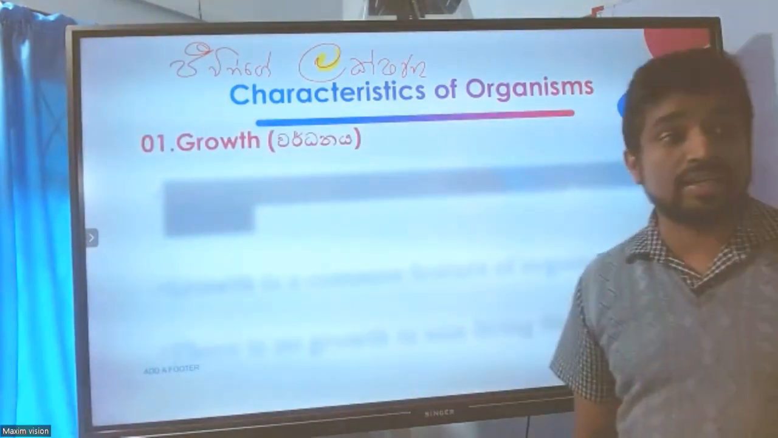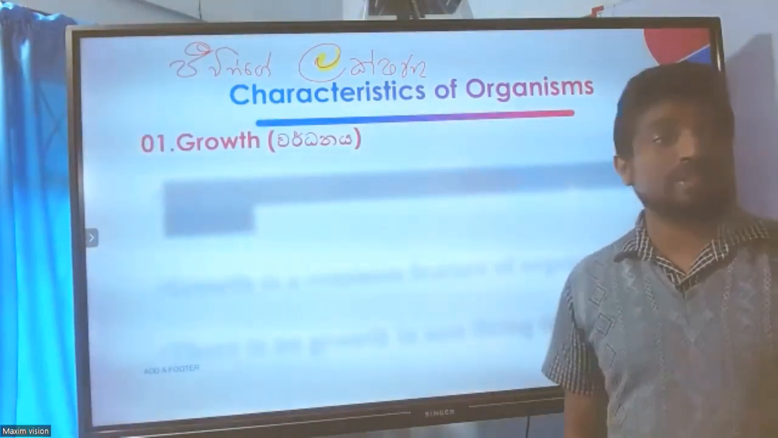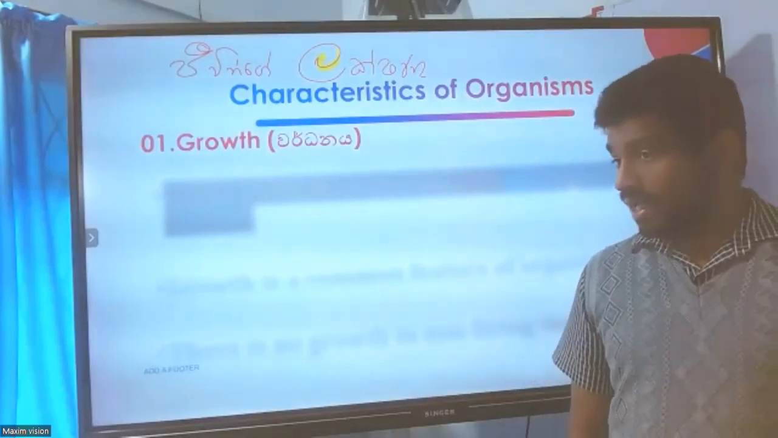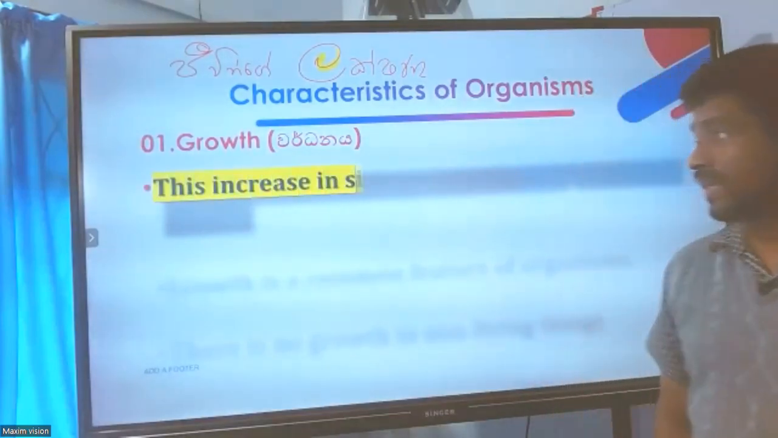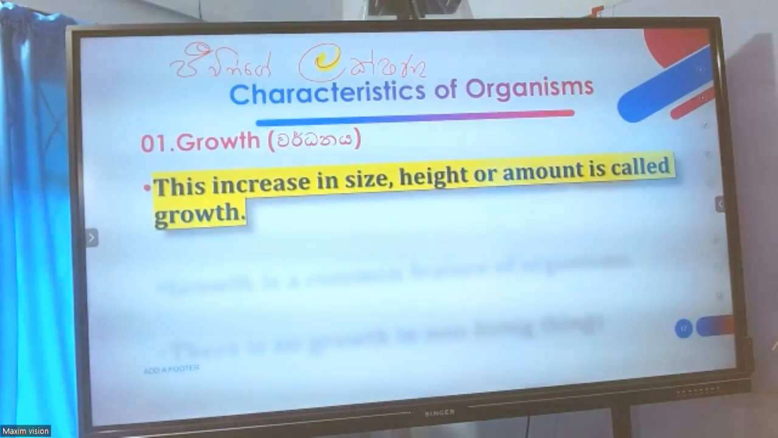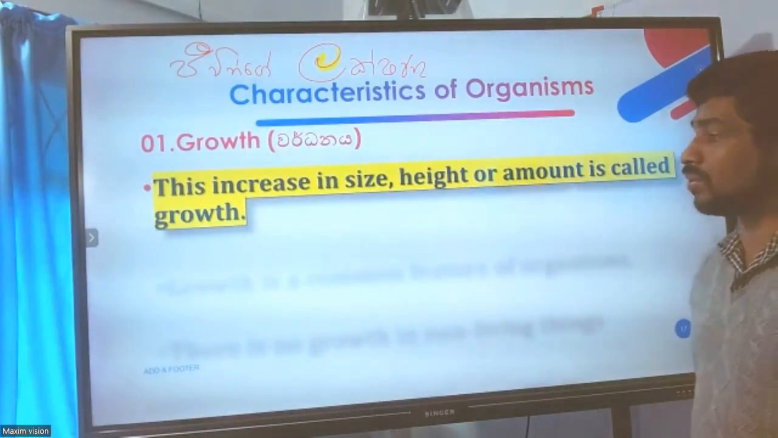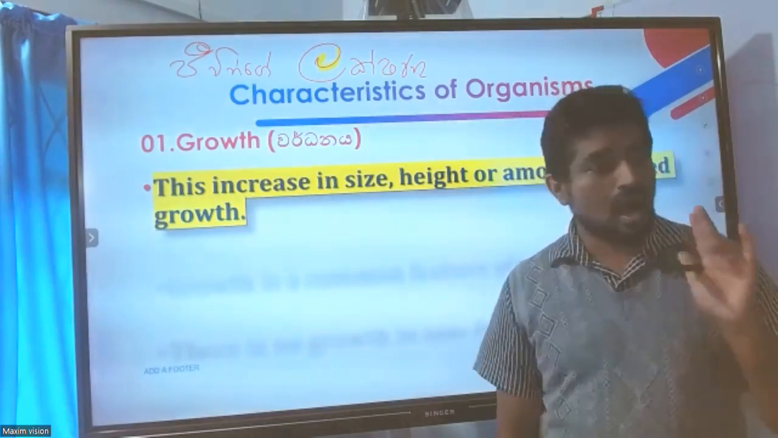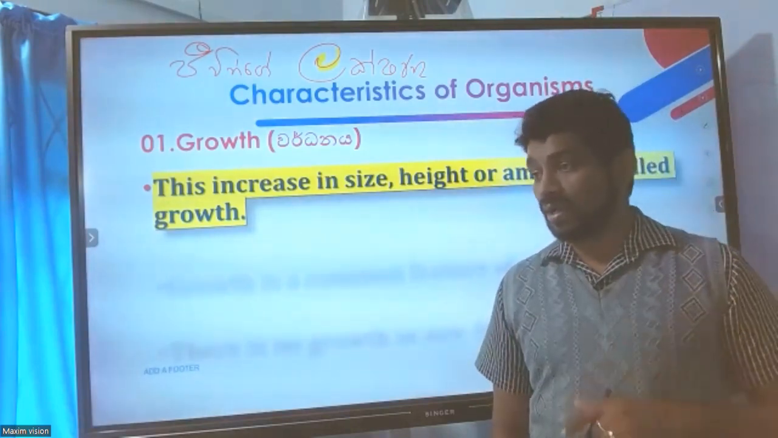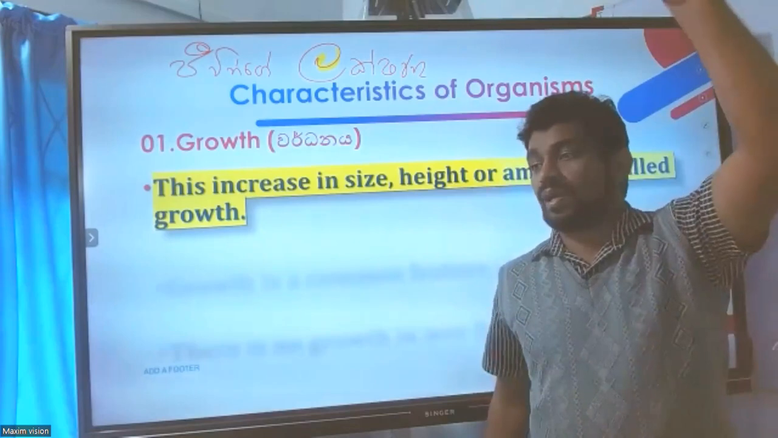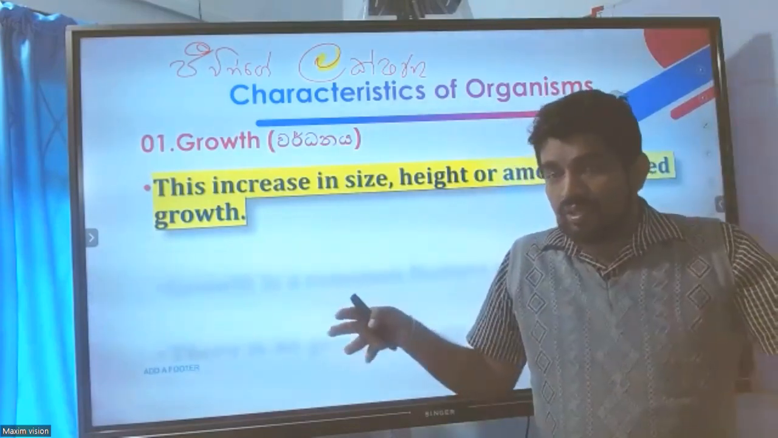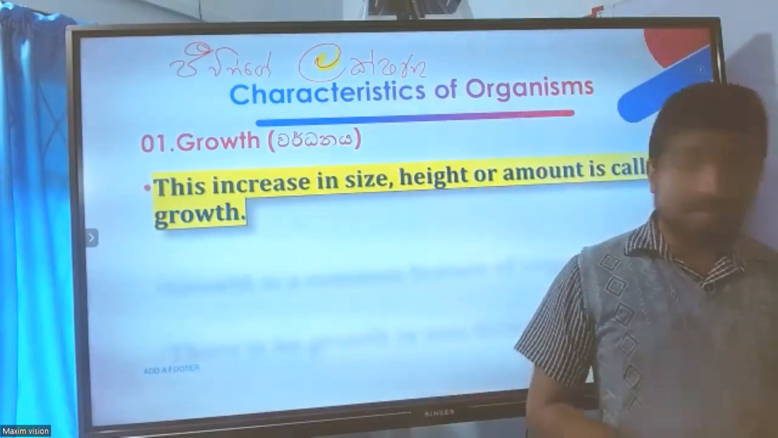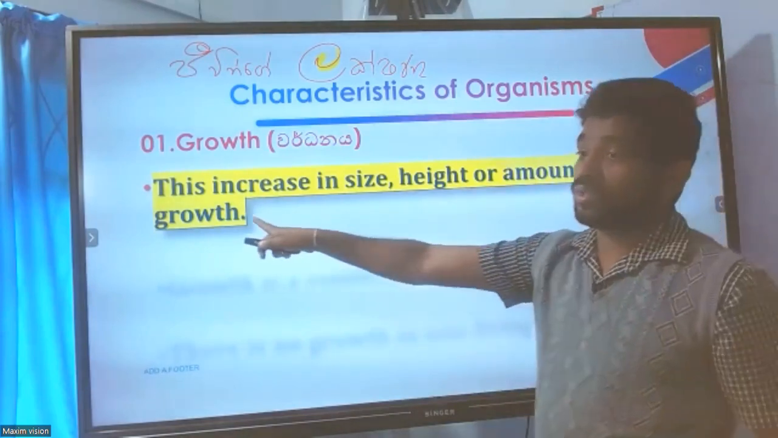Number one, what is that? Growth. Growth means increase in their size. Now here we can mention increase in size, height, or amount. It can be an increase in height, an increase in size, or an increase in amount. That is what we call growth.